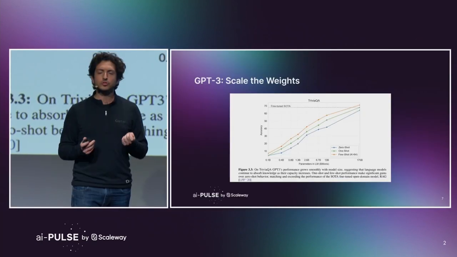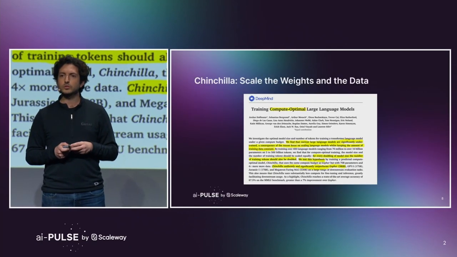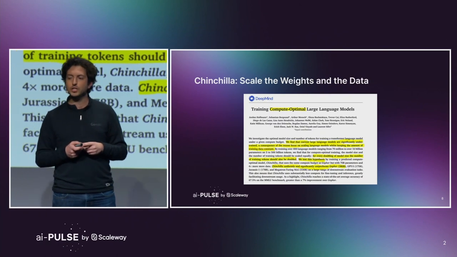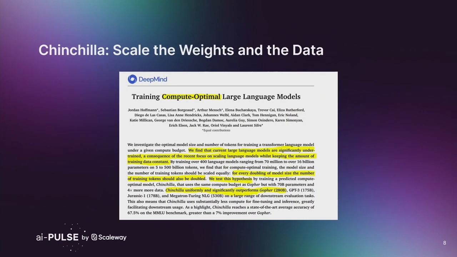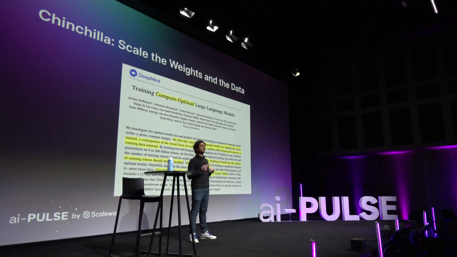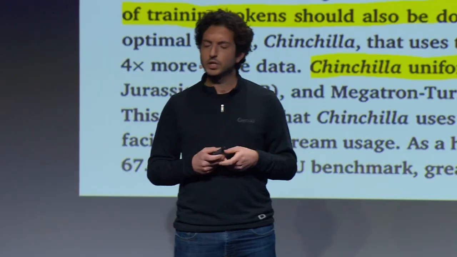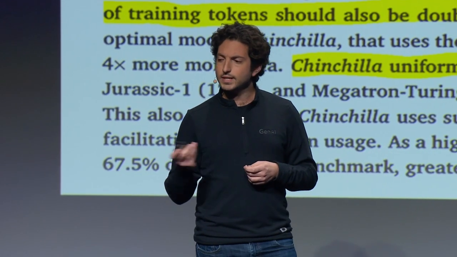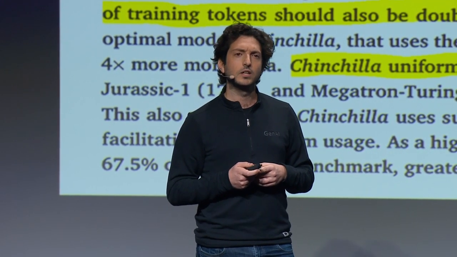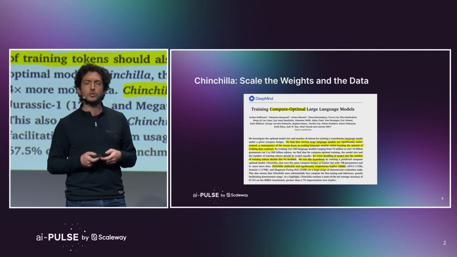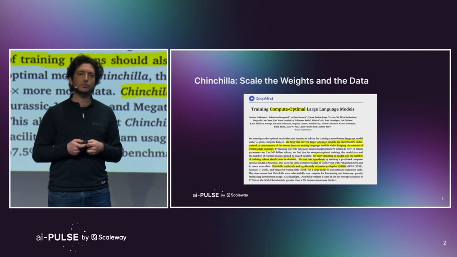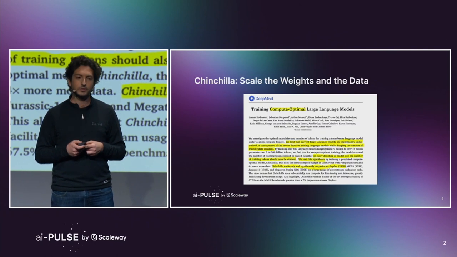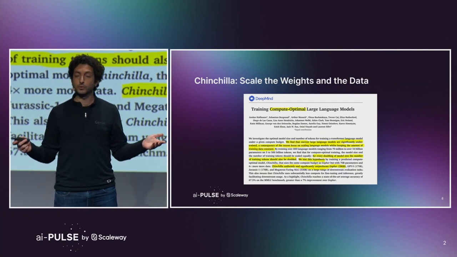Yet they had made a small mistake that was explained in the Chinchilla paper. They thought we should scale only the weights, but there was a mistake in the experimental protocol. And in fact, you should scale not only the weights, but also the data. And there are some rules. So what was really nice in this paper, Chinchilla from DeepMind, was they trained before Gopher. That was a model of 270 billion parameters with some huge amount of compute.